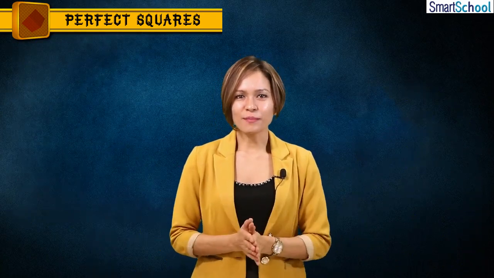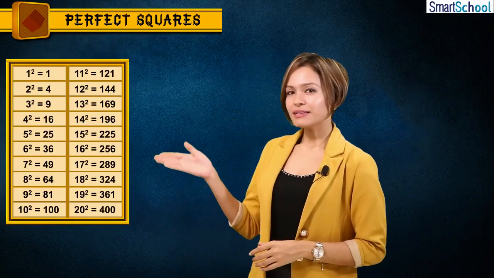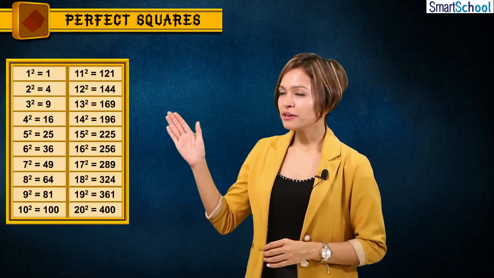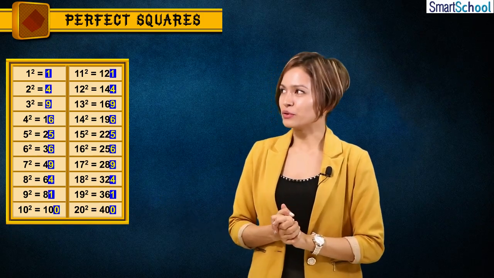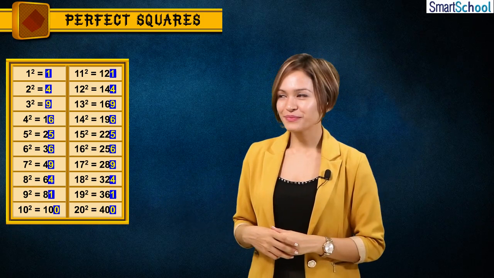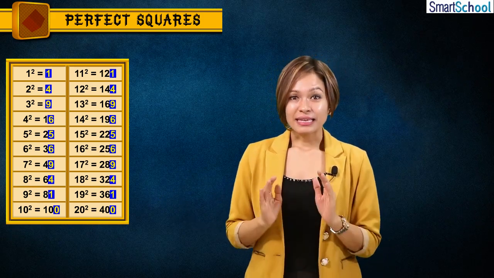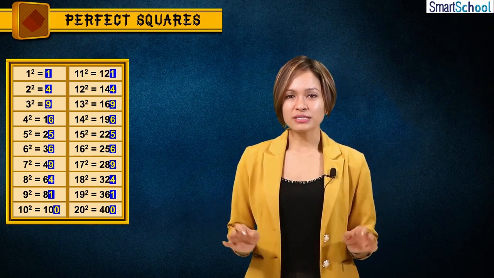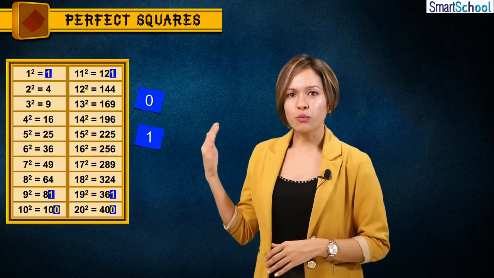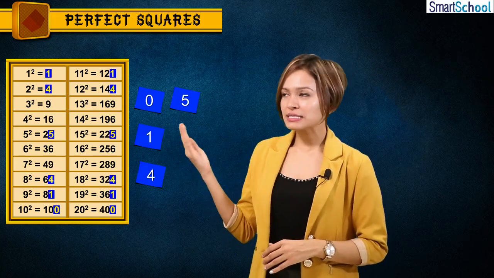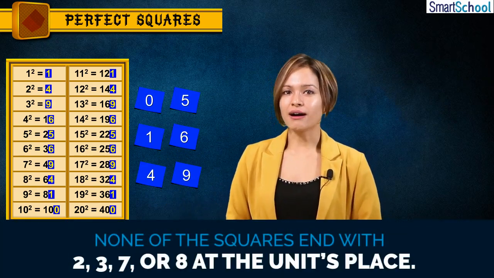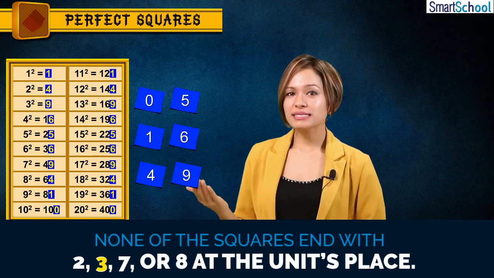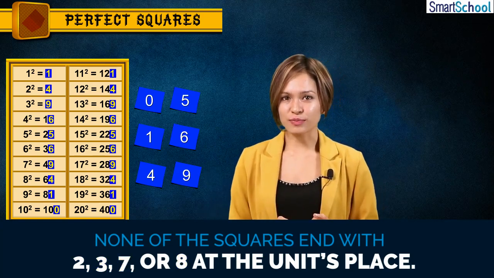Now let's talk about some of the properties of the square numbers. These are the squares of numbers from 1 to 20. Let's look at the ending digits of the square numbers. What do you observe? Yes, all these square numbers are ending with either 0, 1, 4, 5, 6 or 9 at its units place. None of these squares are ending with 2, 3, 7 or 8 at its units place.